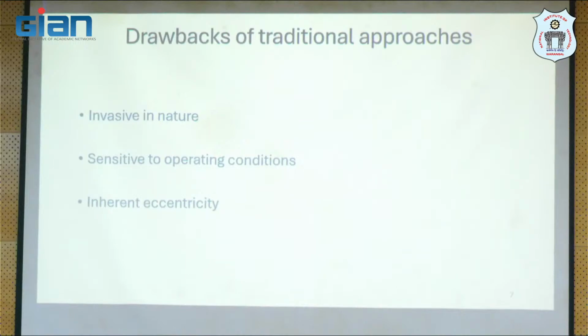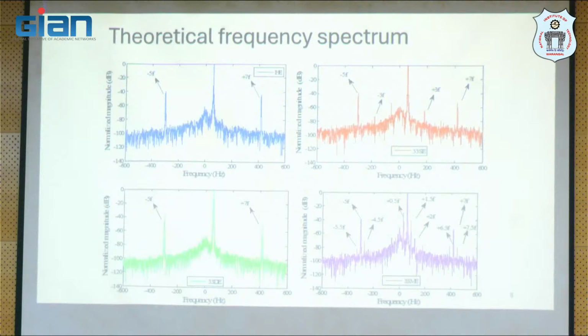In any practical machine, we know that there is always some degree of eccentricity by default. There is no ideal healthy machine, right? So if you do MMF permeance analysis, what you expect is a healthy machine spectrum to be like this. There is a fundamental, the fifth harmonic to be backward rotating, the seventh harmonic to be forward rotating, and so on and so forth.